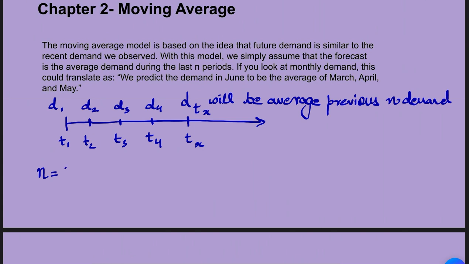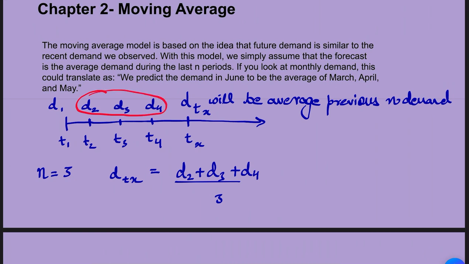If n equals 3, for example, then the value at t5 will be d2 plus d3 plus d4 divided by 3, because we are taking the previous n demands and taking the average of them, and in our case the value of n equals 3. I hope this point is clear.